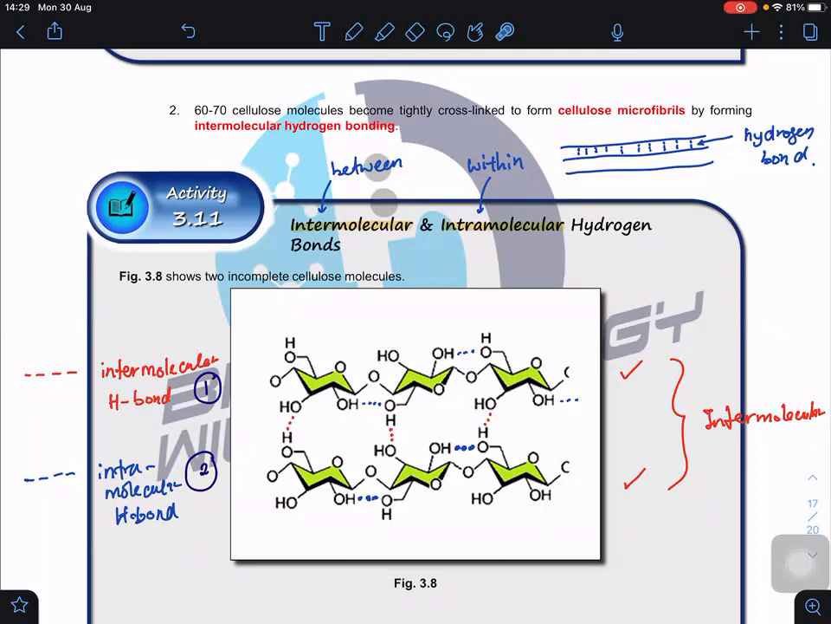So this is the structure. Due to what? Because we use beta glucose. And for beta glucose to be linked, every alternate beta glucose has to rotate 180 degrees upside down. And also because of this rotation to form the beta-1,4 glycosidic bonds, this molecule is relatively linear, and therefore we can pack most of them together and form the cellulose microfibril. Okay.